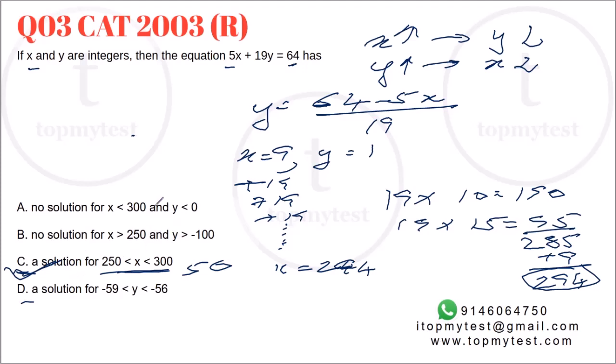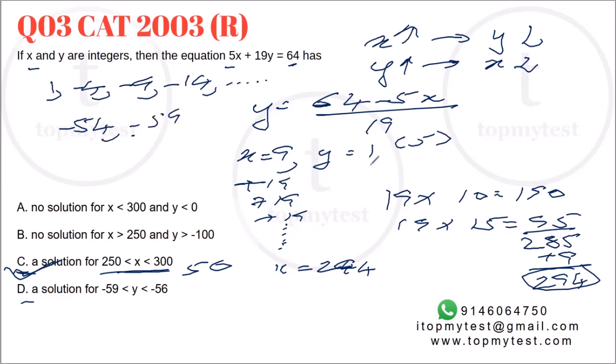Right. Now, for academic purposes, you can figure out why A, B, and D are false, right? For instance, if you want to check why D is false, y keeps on changing by 5, right? It will either increase by 5 or decrease by 5. So the solutions of Y, we need the negative range, right? So it will be 1, then minus 4, then minus 9, then minus 14, and so on. So in the 50s range, it will be minus 54 and minus 59. And these will be the two solutions for Y, right? It is outside this range, so D is out, right? There will be no solution for X less than 300 and Y less than 0.